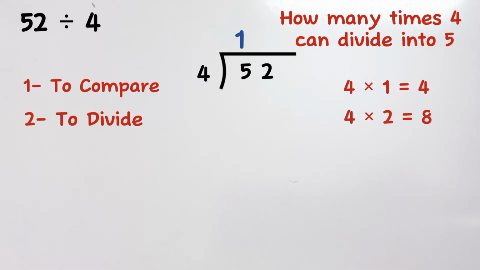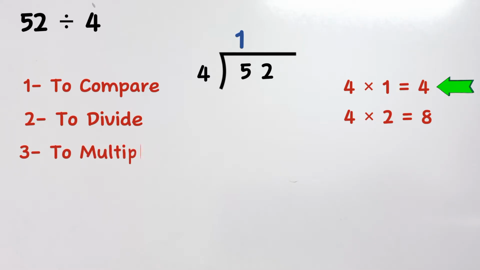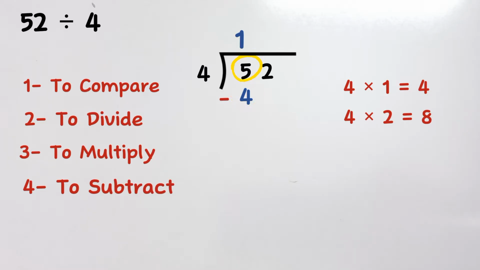Now, the next step is to multiply. 4 times 1 is 4. We write 4 under the digit 5. Now, the next step is to subtract. We subtract 4 from 5. 5 minus 4 is 1.